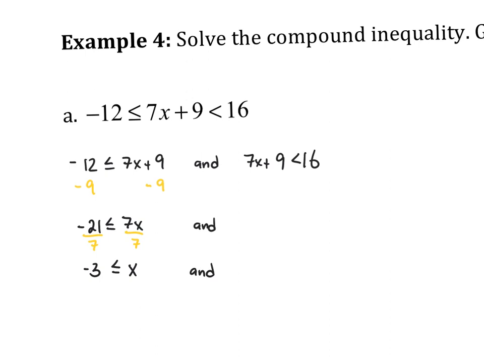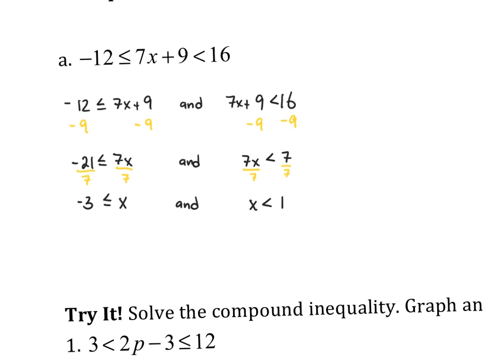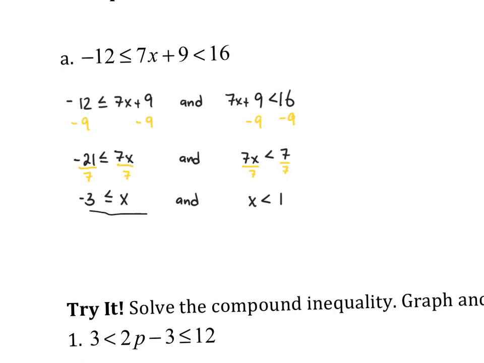And over here, notice I'm subtracting 9, again, from both sides of this inequality. 7x is less than 7. And lastly, I divide again by 7 to get x is less than 1. So here's one way to write the answer as an and situation. We have a lower limit and we have an upper limit.